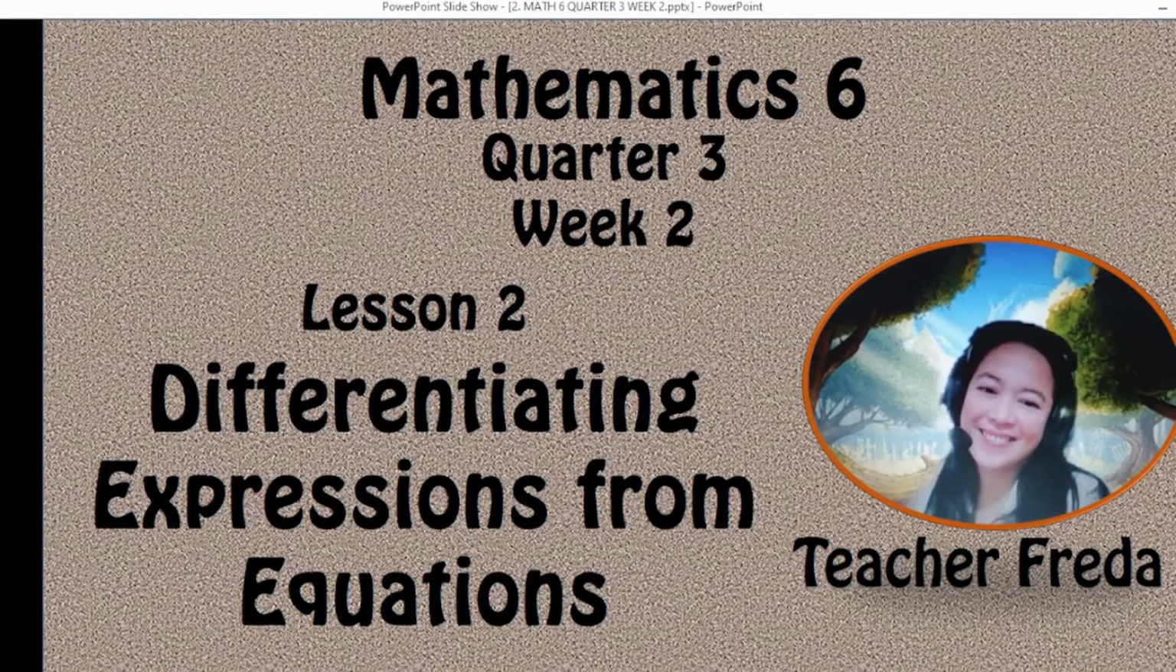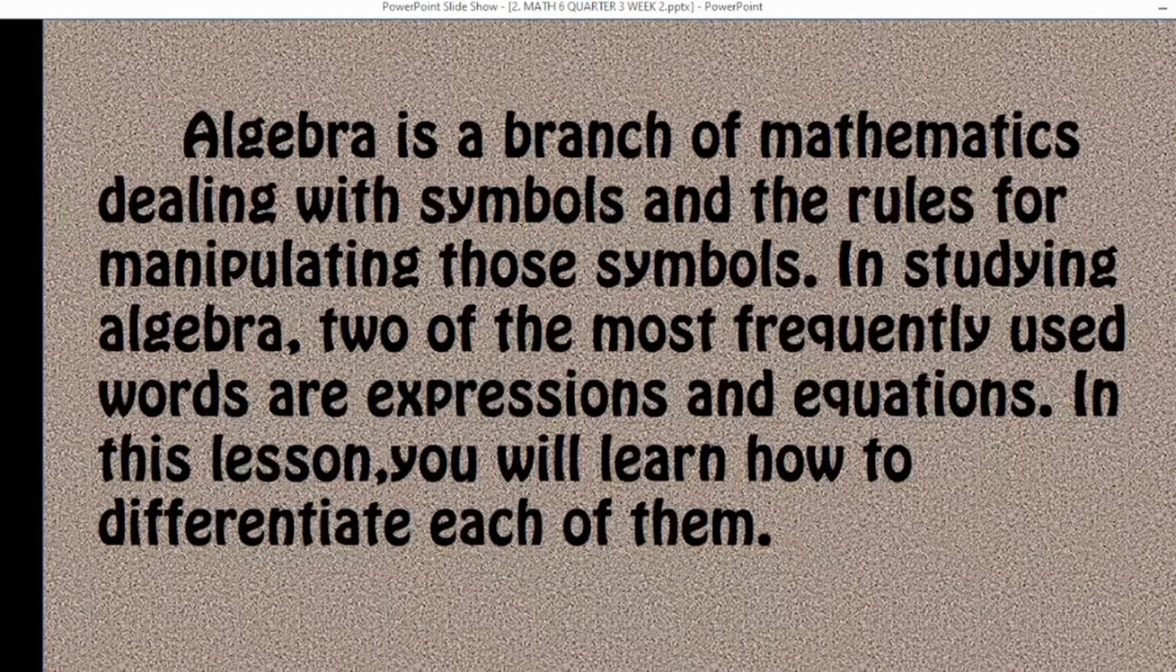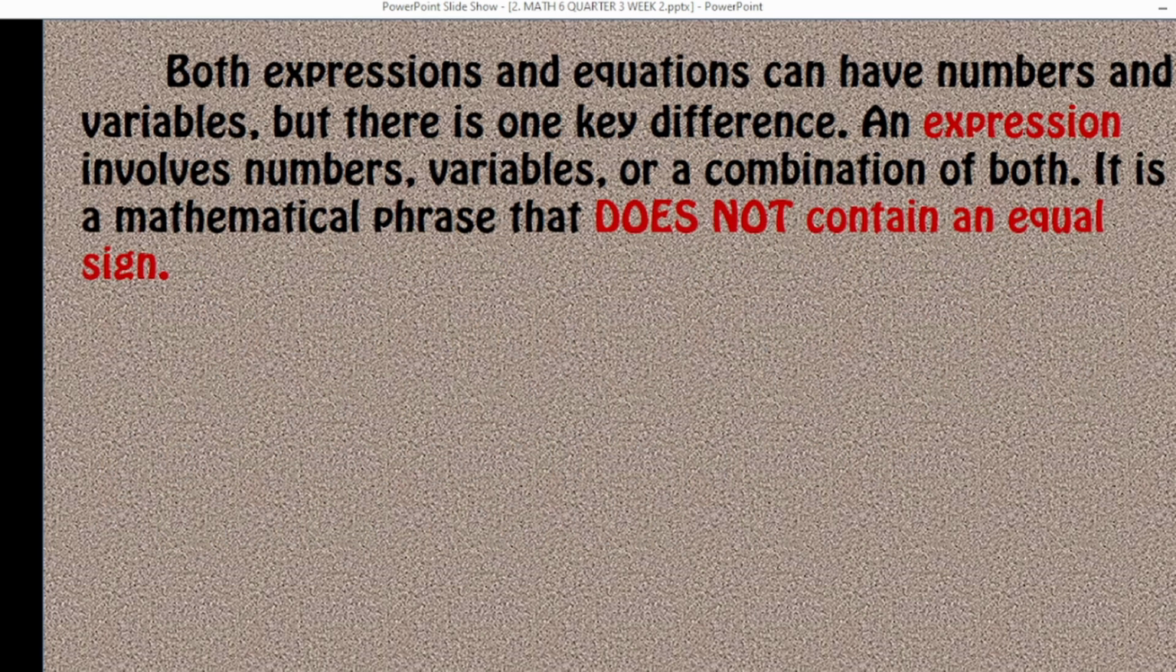Let's move to lesson 2, differentiating expressions from equations. Algebra is a branch of mathematics dealing with symbols and the rules for manipulating those symbols. In studying algebra, two of the most frequently used words are expressions and equations. In this lesson, you will learn how to differentiate each of them. Both expressions and equations can have numbers and variables. But there is one key difference.